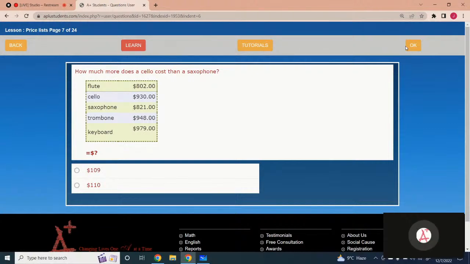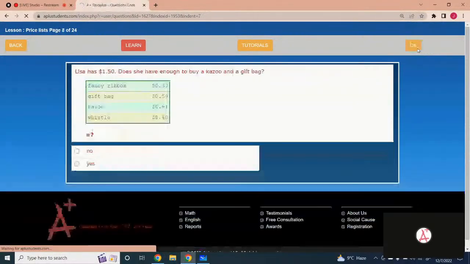How much more does a cello cost than a saxophone? So which option is the correct one? You have to subtract 821 out of 930. Got it? So it would be 109. Very good. Just select the correct option, then click on the OK button.